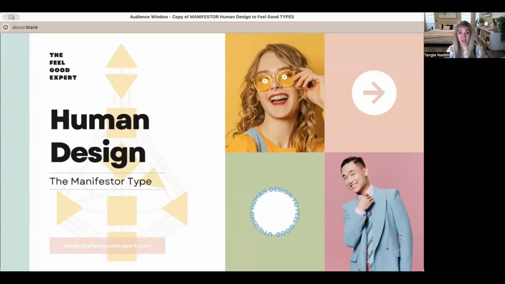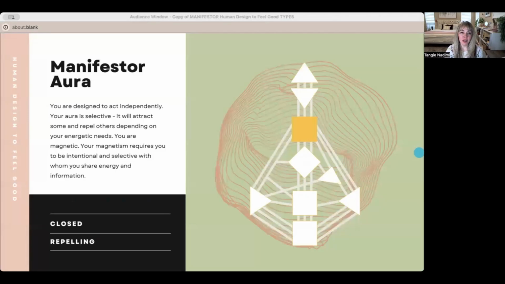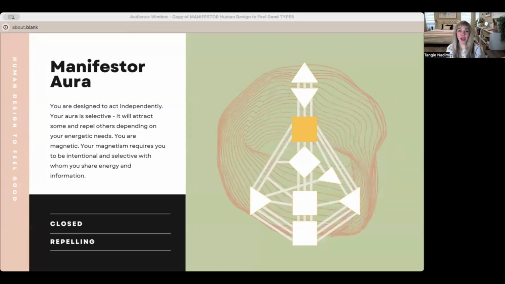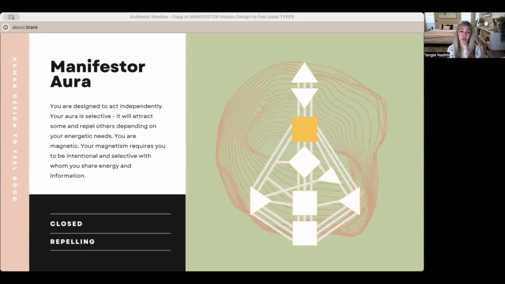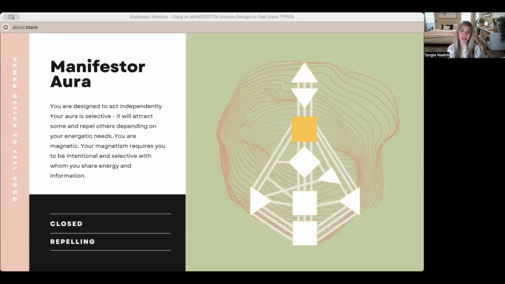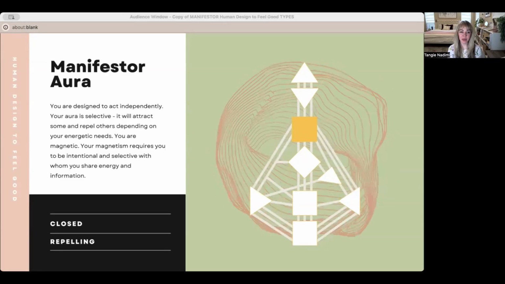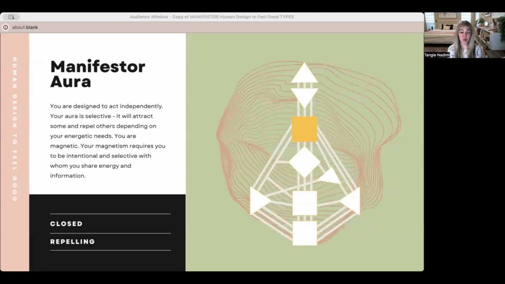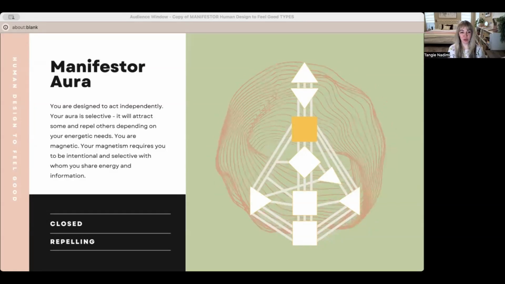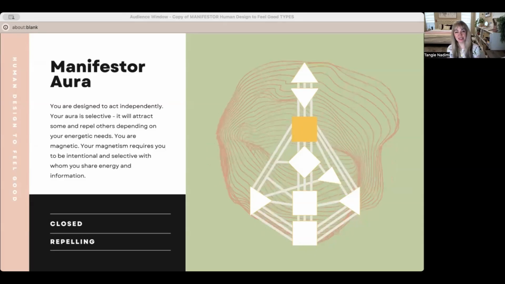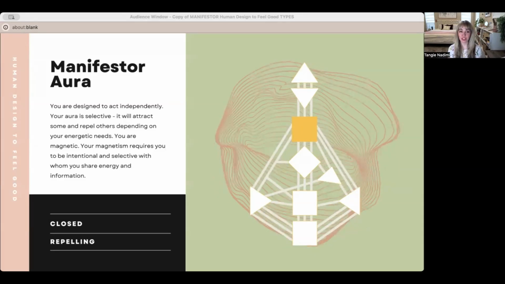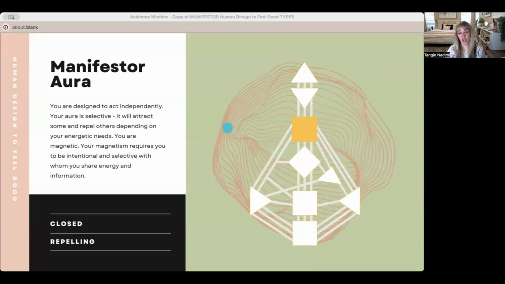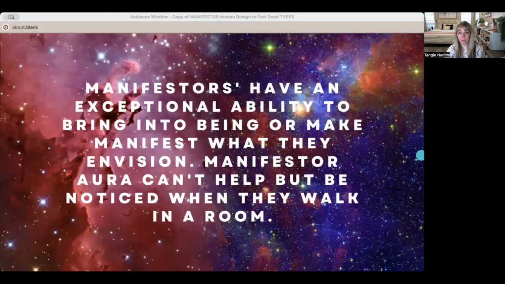Welcome back. Today we are talking about the Manifestor aura in human design. The Manifestor aura is designed to act independently. The aura is selective and it will attract some and repel others depending on the energetic needs of the manifestor. Manifestors are quite magnetic, and their magnetism requires them to be intentional and selective with whom they share energy and information. This aura type is closed and repelling.